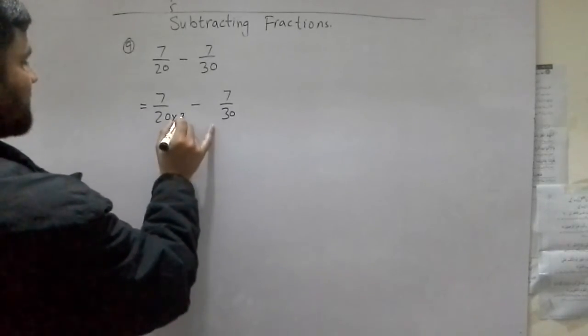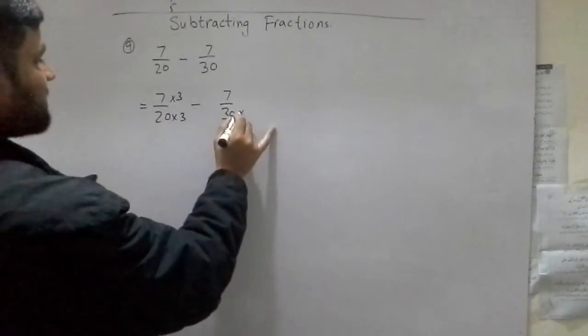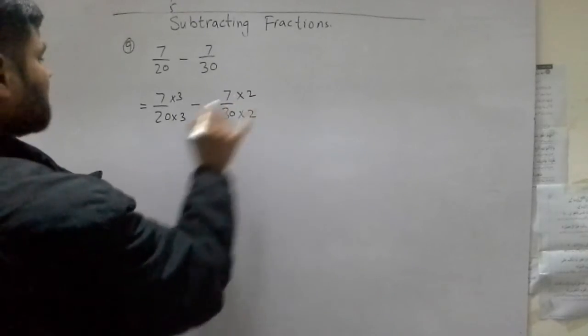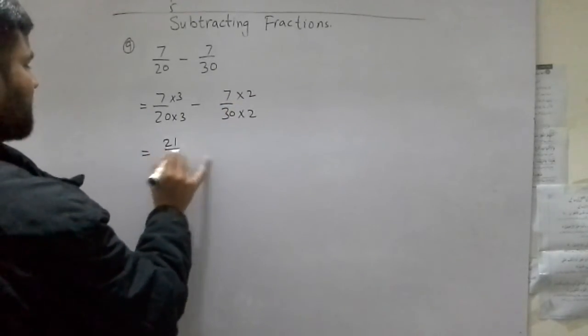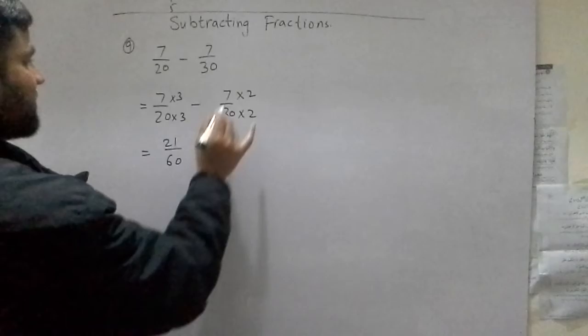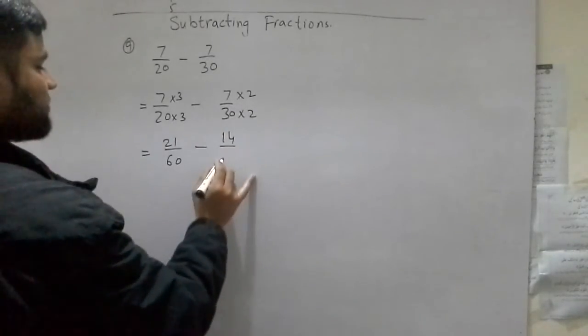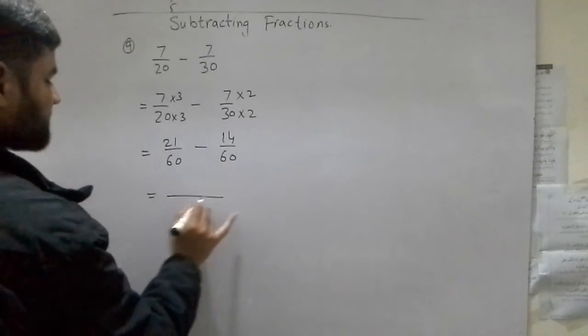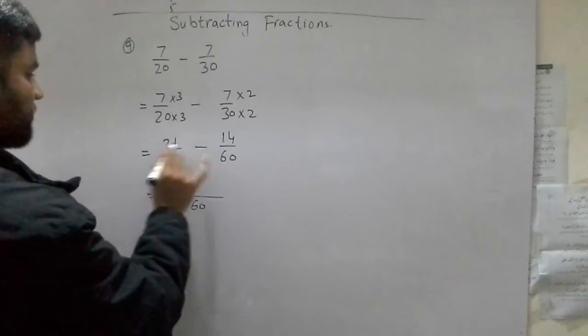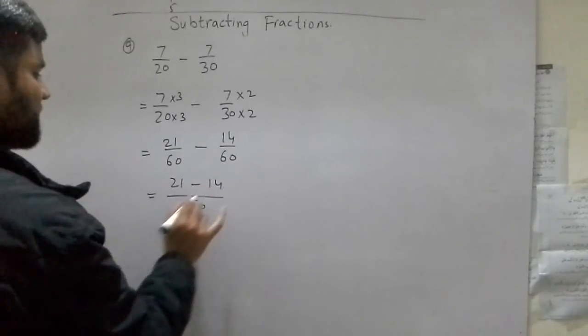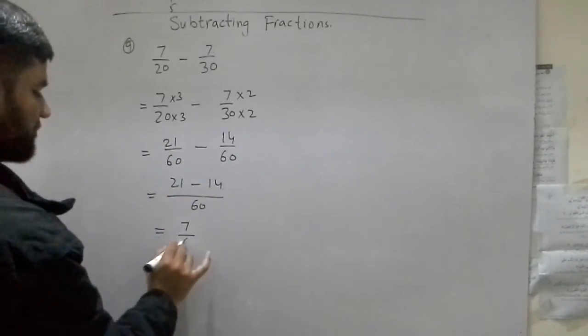So 20 times 3 gives us 60 and 30 times 2 gives us 60. So 7 times 3 is 21 over 20 times 3 is 60. Minus 7 times 2 is 14 and 30 times 2 is 60. Our denominator is the same, we can take it as the LCM. Now we can take away the top numbers, 21 take away 14, which is 7 over 60.